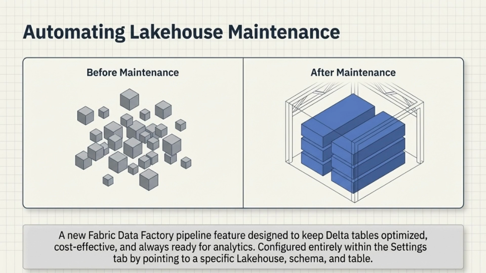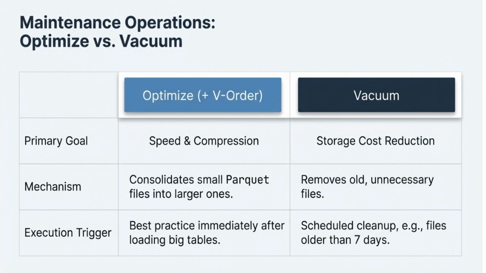And here is the problem that gives every data engineer nightmares. Over time, as you keep adding and changing data, your beautiful, clean data lake can get cluttered with tons of tiny files and old versions you don't need anymore. It gets slow, it gets expensive, it becomes the dreaded data swamp. So how do you keep it clean?